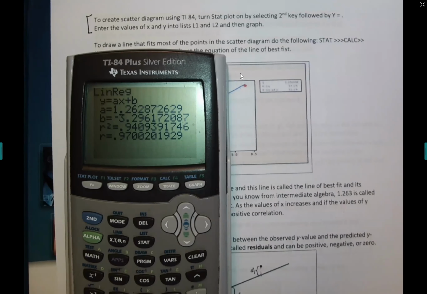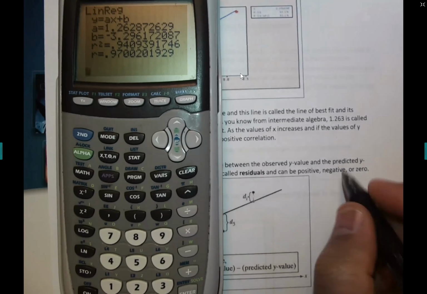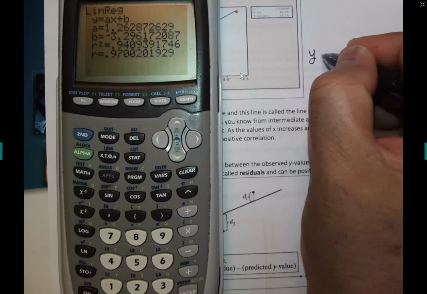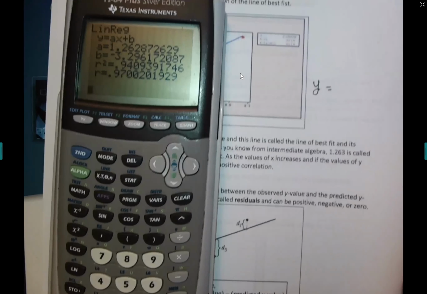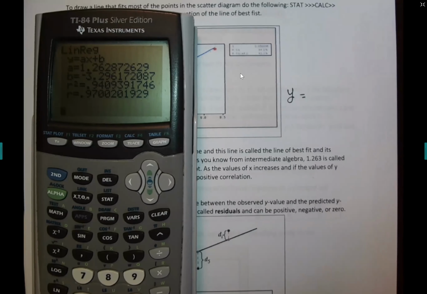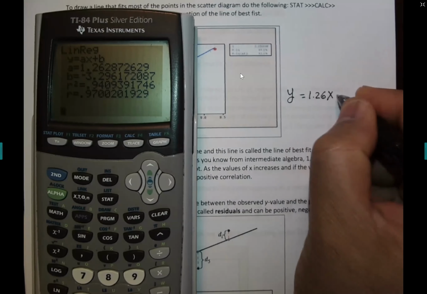And can you guys see the equation of the line? It says y equals ax plus b. It gives you a and it gives you b. So the equation of the line, guys, if I write it down right here, watch. It is y equals, okay, let's round to 2 decimal places, guys. So what would be a rounded to 2 decimal places? 1.26x plus b, which is negative 3.3.